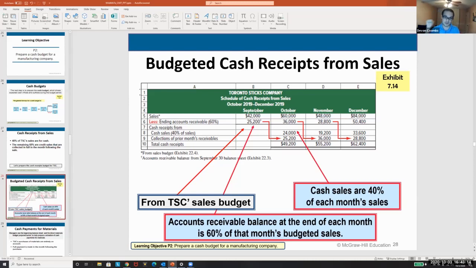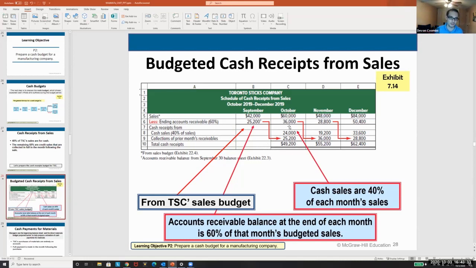September, that's in Q3. We're not worried about that. We're worried about Q4. This is just to know that, in order to do Q4, October, November, and December, you have to go back to September and figure out this ending accounts receivable to flow it through. That could be a trick question on one of your quizzes.